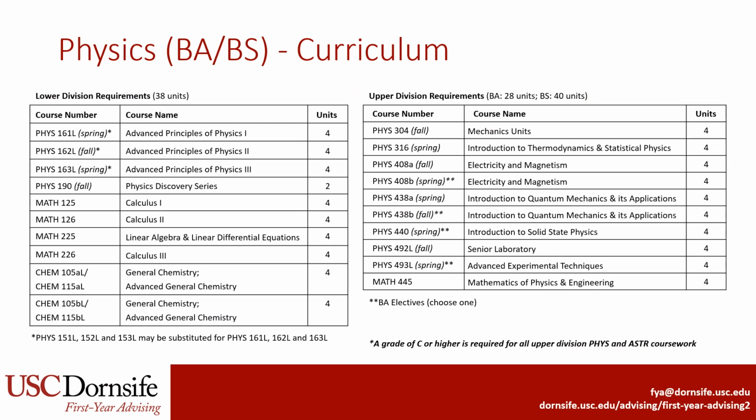Physics has two types of degrees, a Bachelor of Science and a Bachelor of Arts. Both majors require 3 semesters of physics, calculus 3, and linear algebra, and 2 semesters of general chemistry. The biggest difference between the BS and the BA can be seen in the upper division requirements. The BA requires 28 units, while the BS requires 40 units. The BA is popular among students who want to work in the industry, go to law school, and more. The BS is popular among students interested in graduate programs.